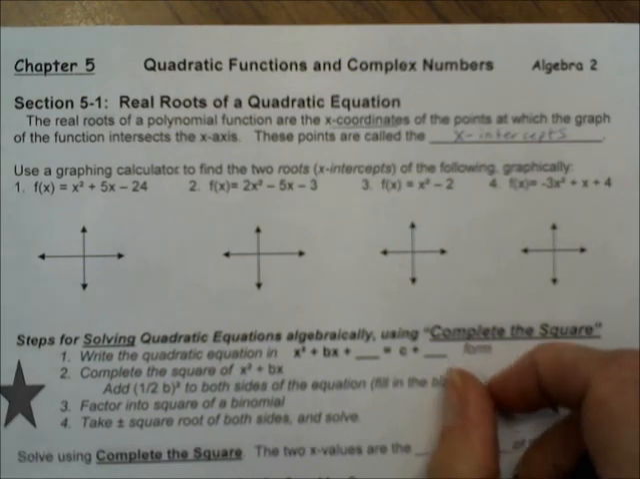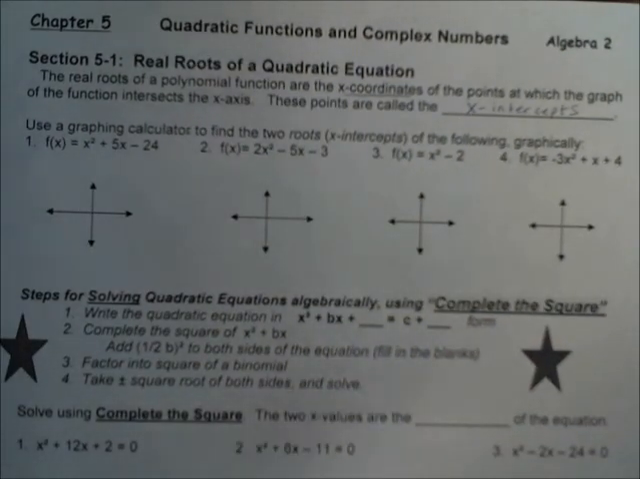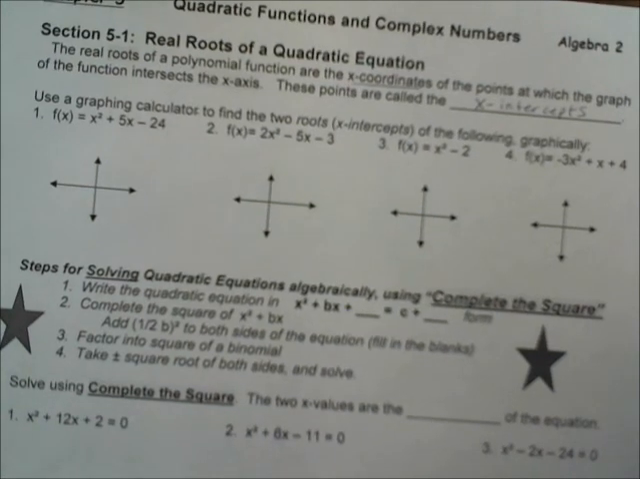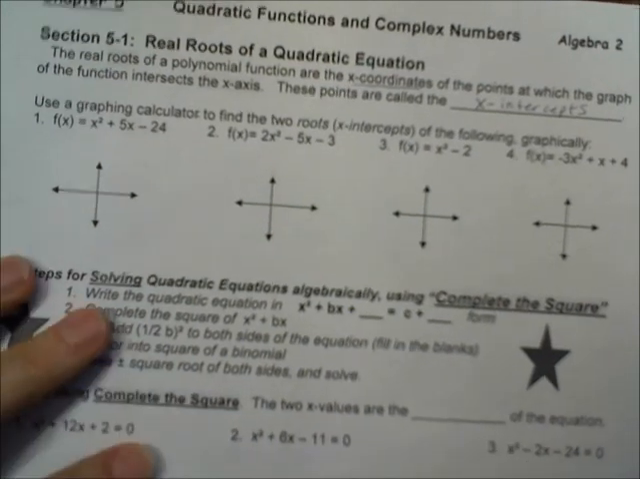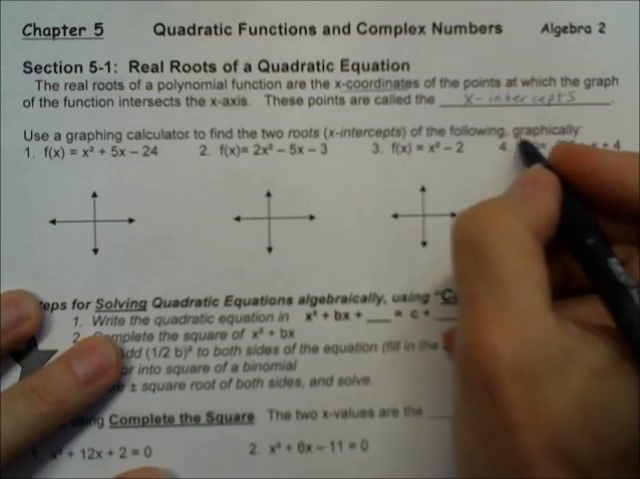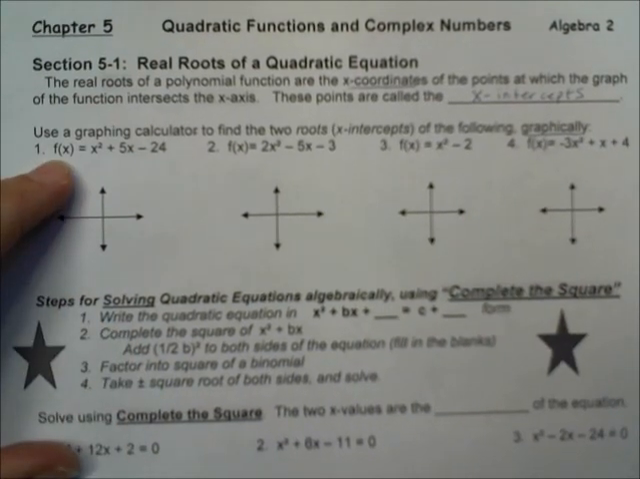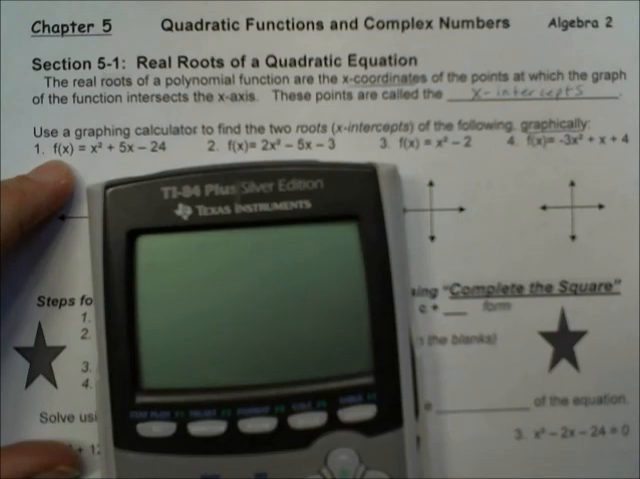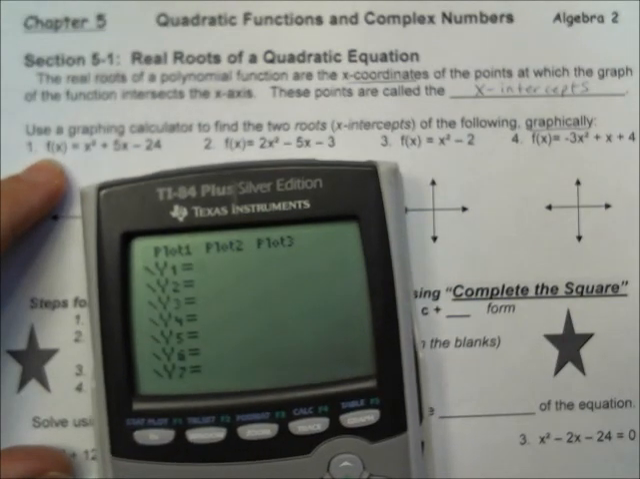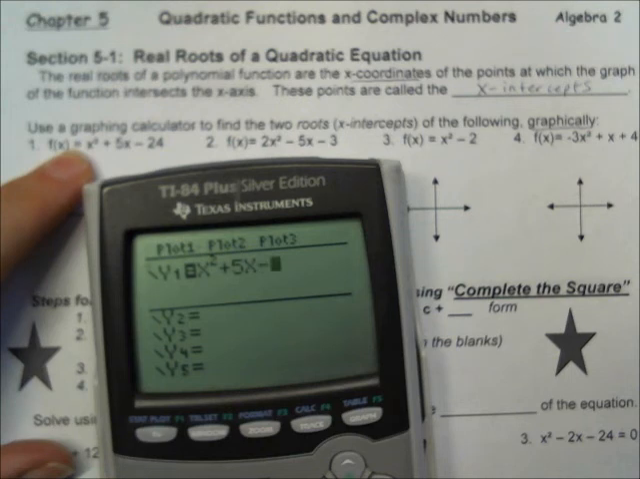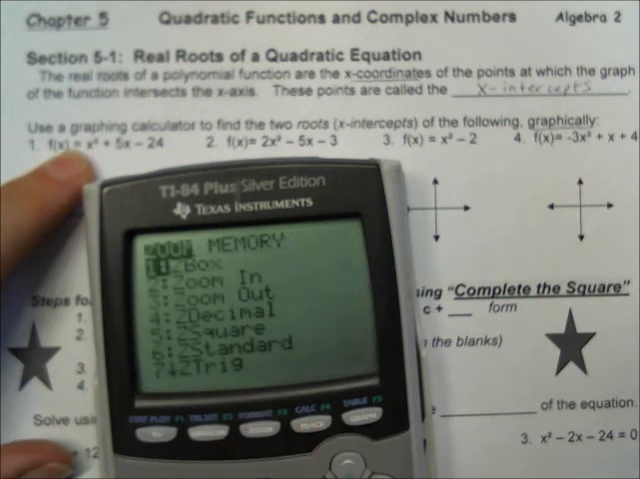So what we're going to do first is use a graphing calculator, and we're going to find two roots. Quadratic equations have two roots. And if you want to find something graphically, the easiest thing to do is to pull out your graphing calculator and put the function in y equals and take a look at the x-intercept. So we'll just press y equals on our graphing calculator and put x squared plus 5x minus 24.